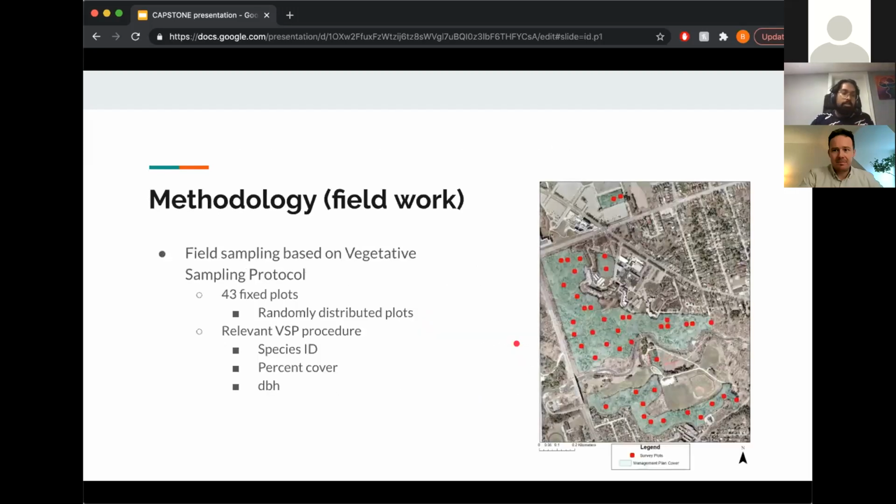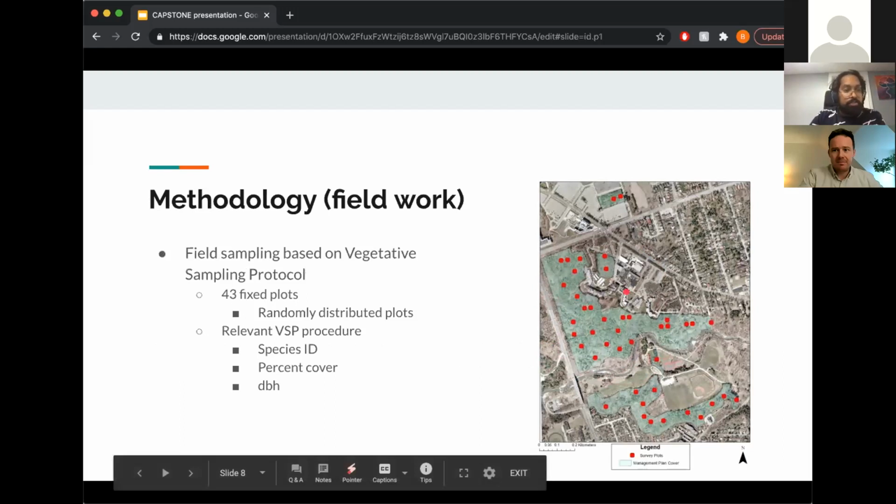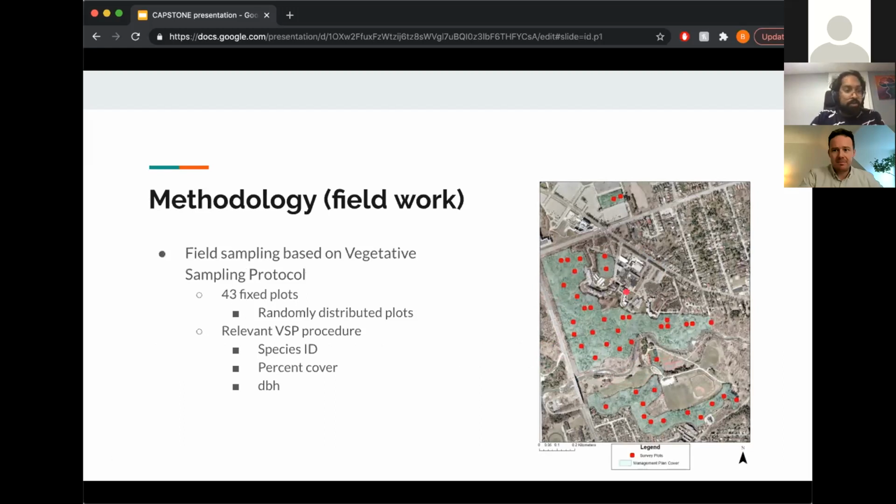Regarding methodology, we sampled 43 randomly distributed plots. You can see them on the map here, each at 400 meters squared. And regarding our survey protocol, we surveyed for ground vegetation and tree species presence at each plot, as well as percent cover by species per plot. And we also took measures of DBH on anything above 5 centimeters at breast height.